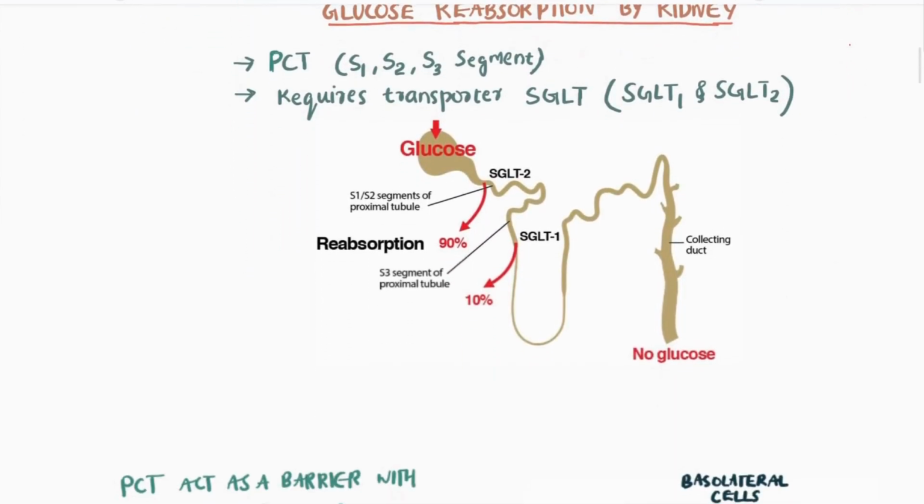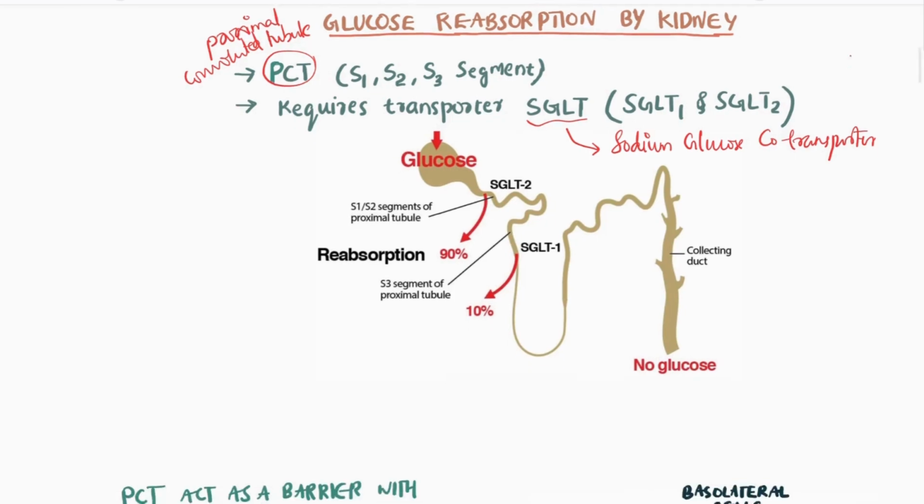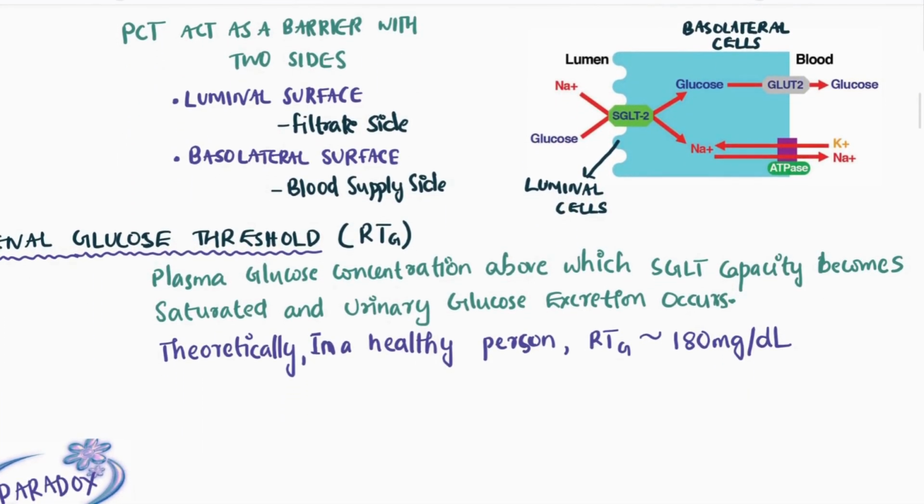Now, let's understand how glucose reabsorption happens in the kidney. It mainly takes place in the proximal convoluted tubule or PCT of the nephrons, specifically in the S1, S2, and S3 segments. This process requires special transporters called sodium glucose cotransporters or SGLTs, primarily SGLT2 and SGLT1. Here is how it works. The glucose enters the tubular cells from the lumen through the SGLT transporters and then moves into the bloodstream through GLUT2 transporters located on the basolateral surface of the cells.